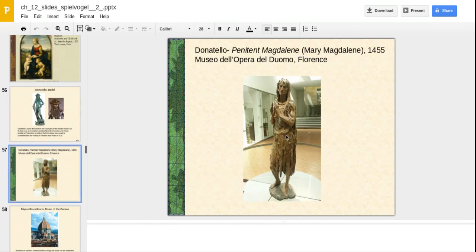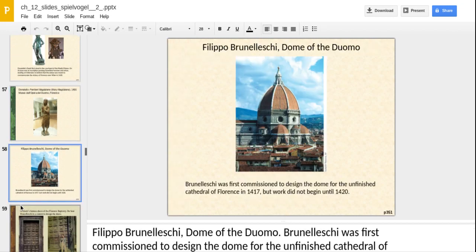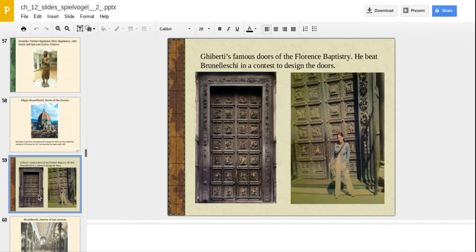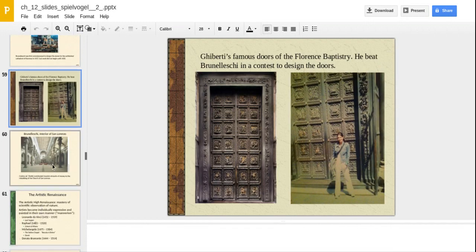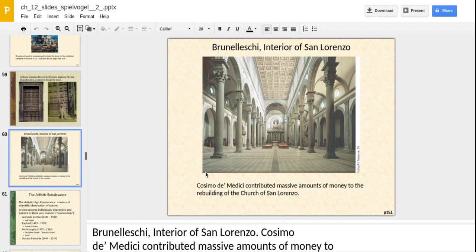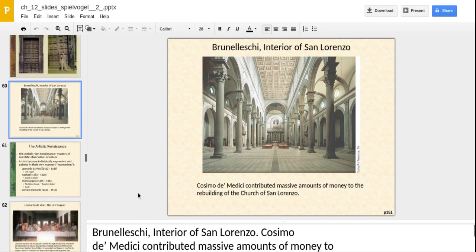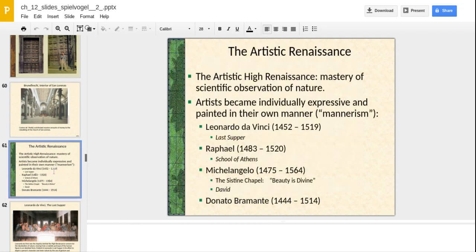Now, that's pretty cool here. Also Donatello, Mary Magdalene. There is the dome of the Duomo. And again, you see architecture, the interior of San Lorenzo. And the Medici family, they spend a lot of money to beautify their area.